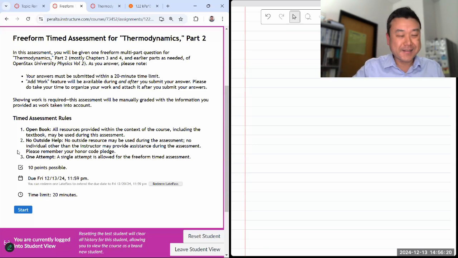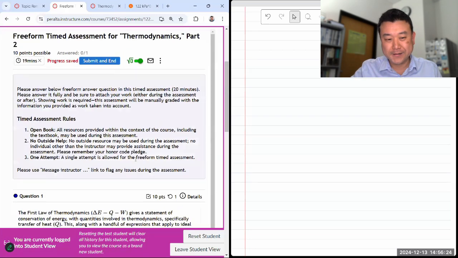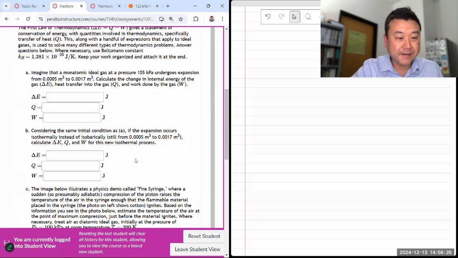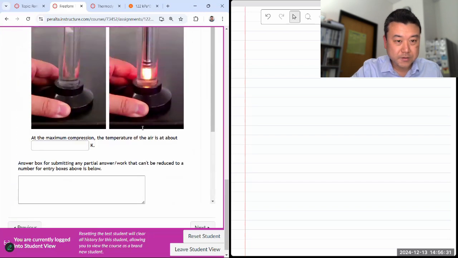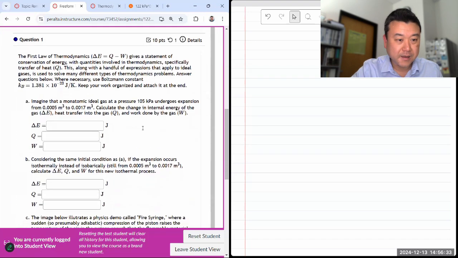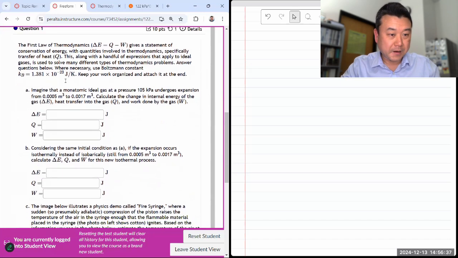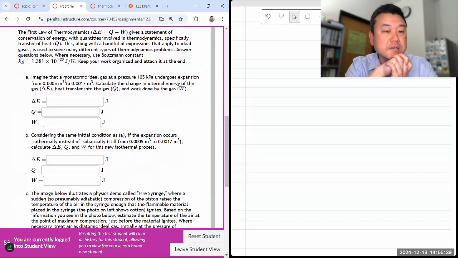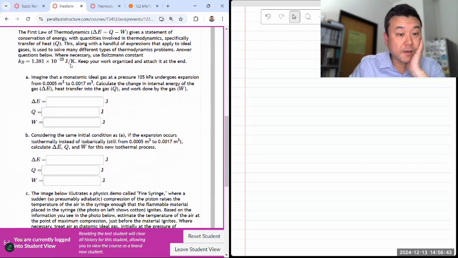So let's get started. I hope I don't get one of the two questions I've already done. This is not one of the two questions I've done, I think. The other one had some graph there that I don't have. So, all right. First law of thermodynamics gives a statement with the quantities involved. Imagine a monatomic ideal gas undergoes expansion.